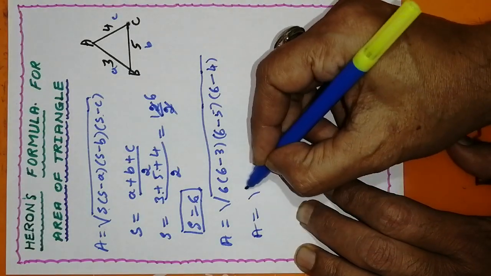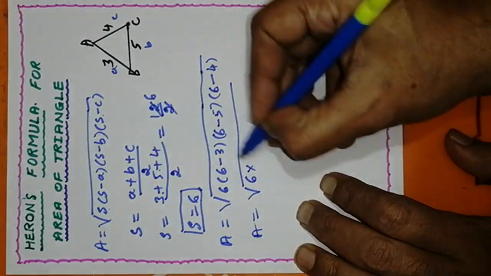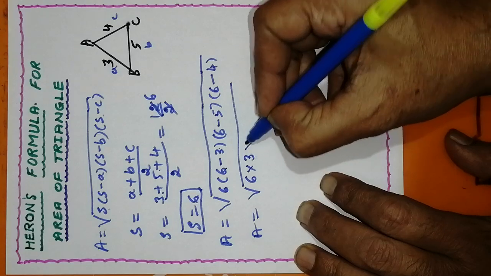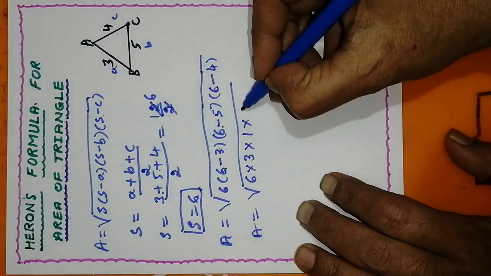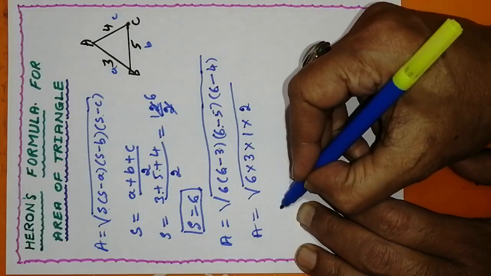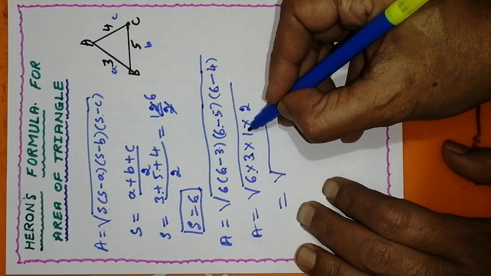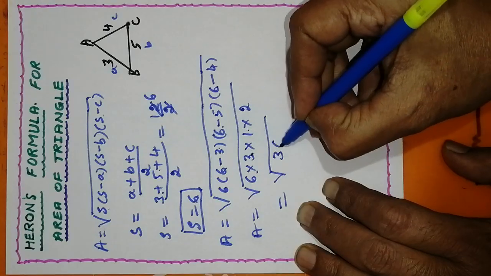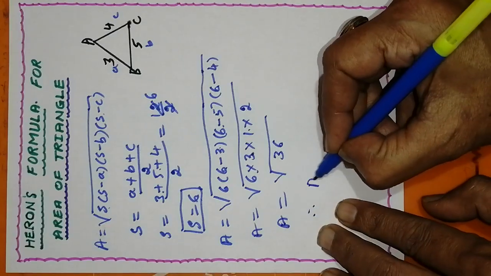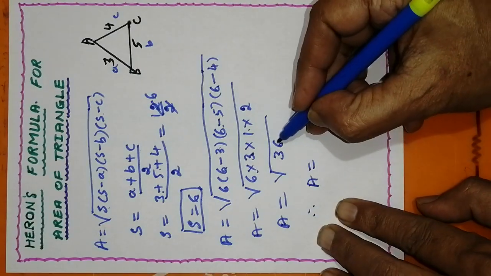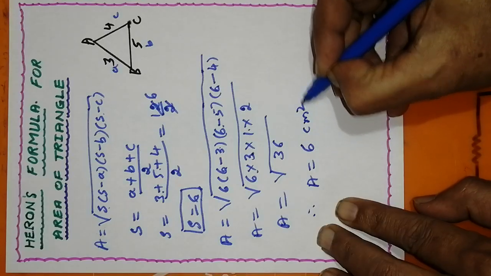Therefore, A equals the square root of 6 into (6 minus 3, which is 3), (6 minus 5, which is 1), (6 minus 4, which is 2). Under the root, 6 times 3 is 18, 18 times 1 is 18, 18 times 2 is 36. Therefore, the area of the triangle is the square root of 36, which is 6 centimeter square.